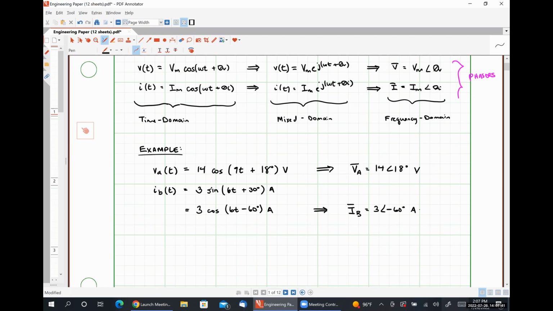So converting from the time domain into the frequency domain is literally this easy. We just need to make sure that our signal is expressed as a cosine with a positive amplitude, and then we keep the magnitude, keep the phase angle, throw everything else away. Okay. So this is a critical large step in understanding our frequency domain circuit analysis. What we're going to look at now are phasor representations of our current and voltage relationships for the circuit elements that we're familiar with.